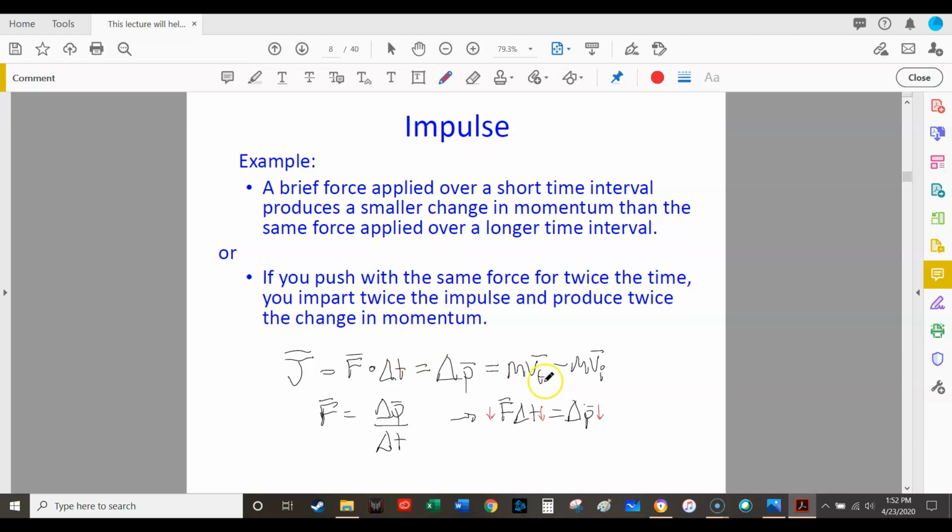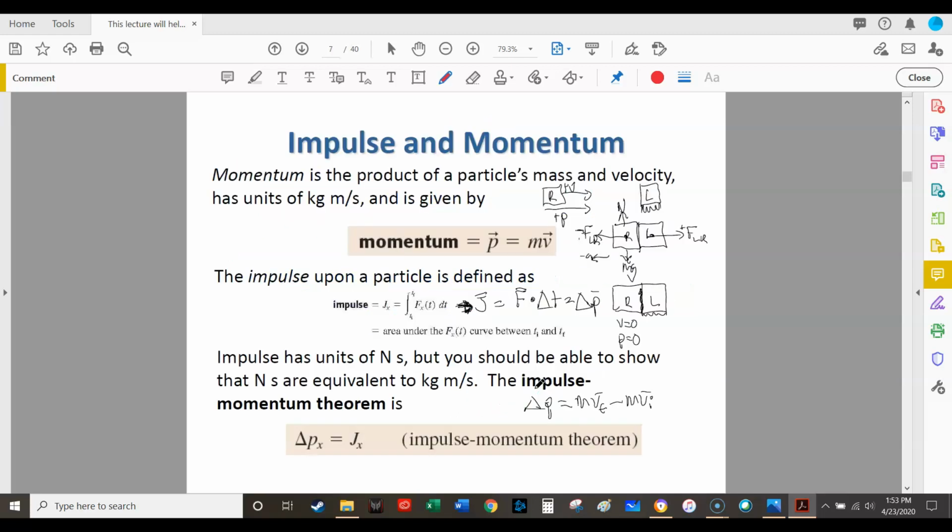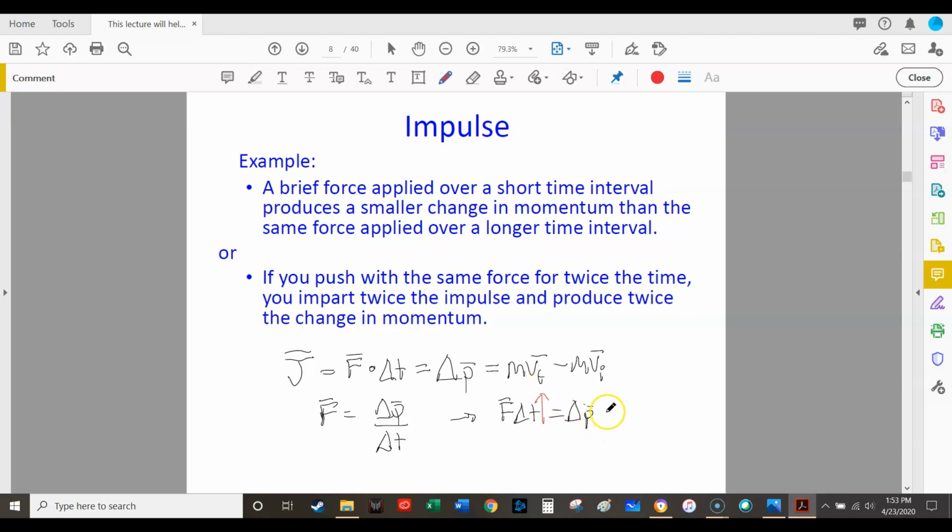Okay, and so this is that first part right here. The second part is saying this. If you push with twice the force, if you push with the same force over twice the time, a larger period of time, you're going to produce twice the momentum change, right?